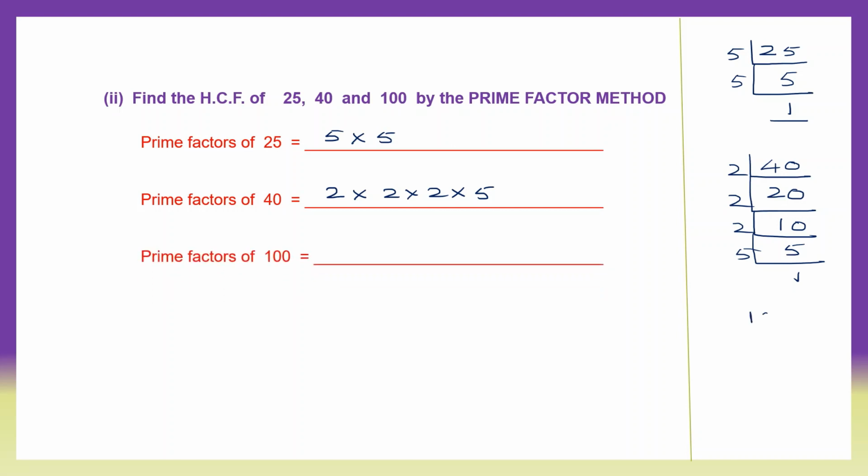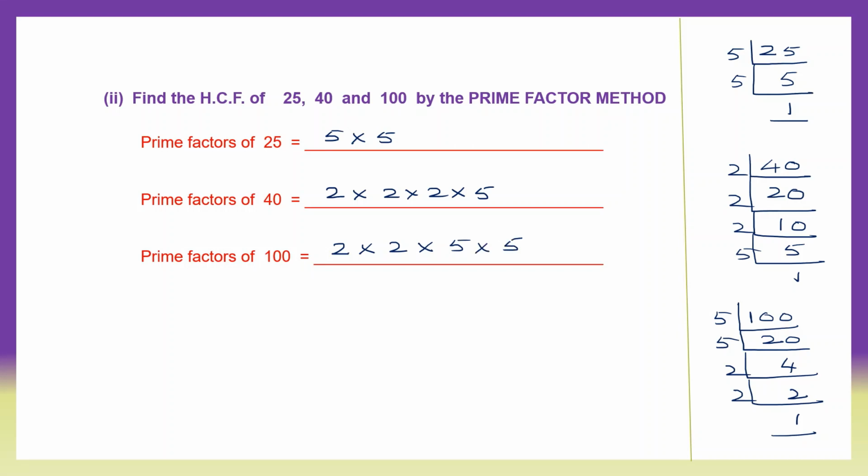So let's do that. 100, I can start with 5 itself. 5 2s are 10, 20. I can continue with 5. 5 4s are 20. Now I go to 2. 2 2s are 4. And then again I get 2 1s are 2. So let me write all the prime factors of 100. Starting with 2, 2 into 2. There are 2 2s and there are 2 5s.